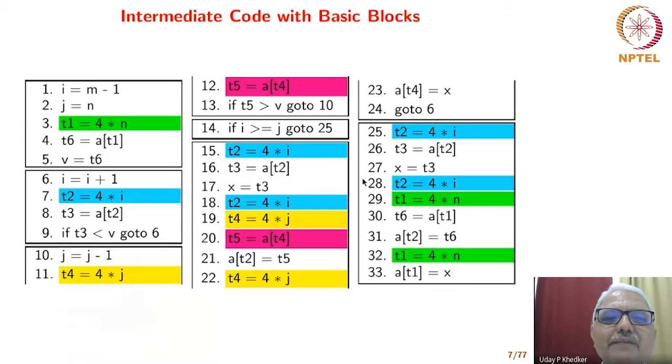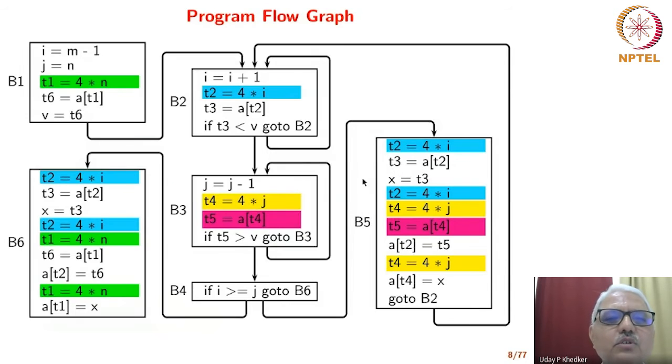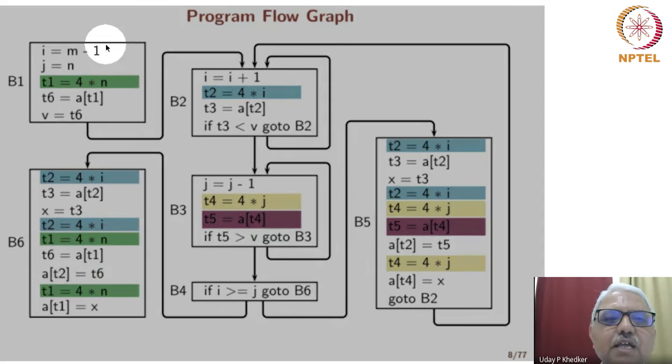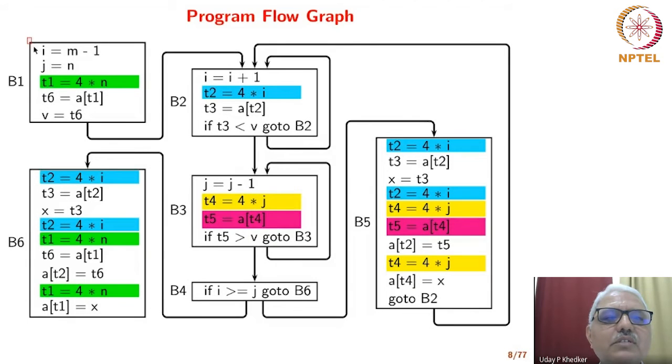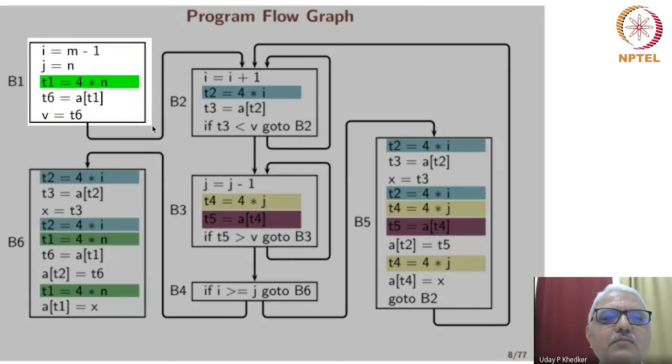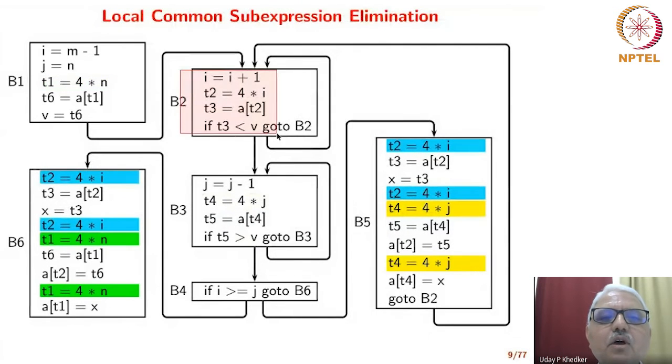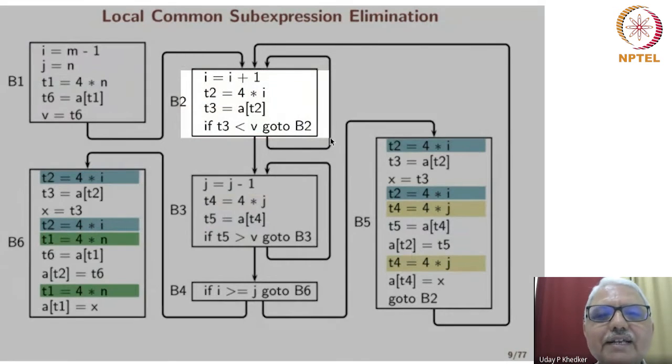So we create basic blocks like this, and then we convert it into a control flow graph, and we say here this is one particular basic block. So we have this as one basic block, B1. On the other hand, this is the other basic block, B2. So we identify basic blocks like this.